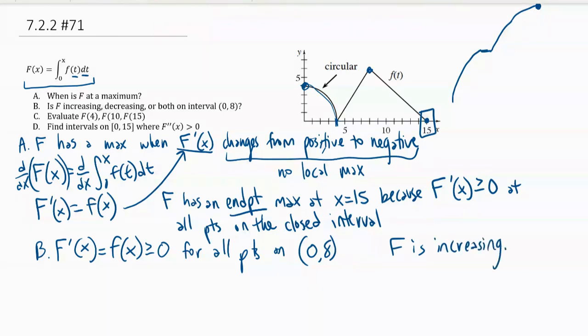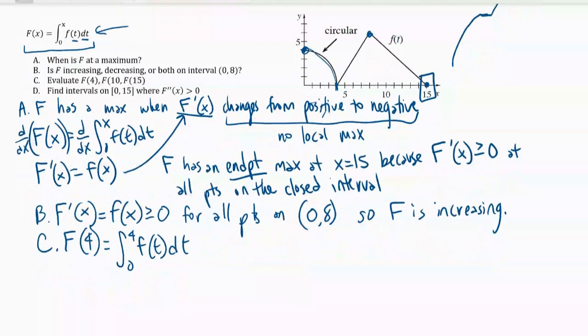Actually, I should say so f is increasing. Okay. Part C, evaluate capital F of 4, F of 10, and F of 15. So F of 4 is equal to the integral from 0 to 4 of f of t dt. Now I'm going back to the original part because this is where I'm given an actual function. Capital F of 4, plug in x equals 4.